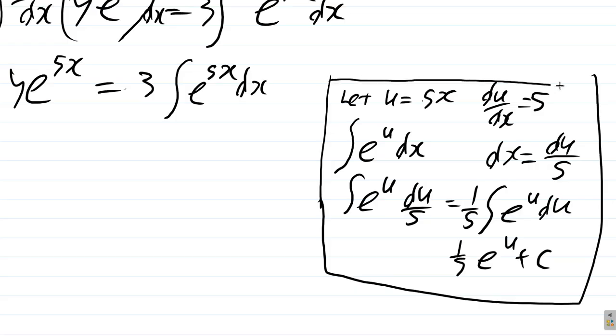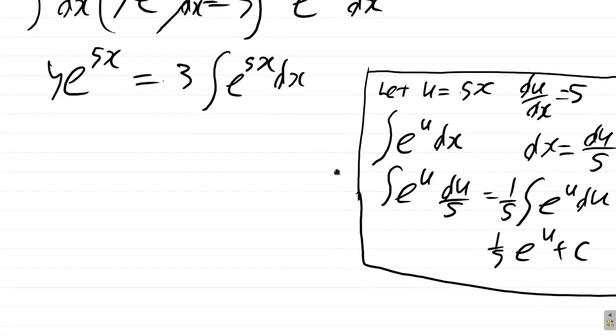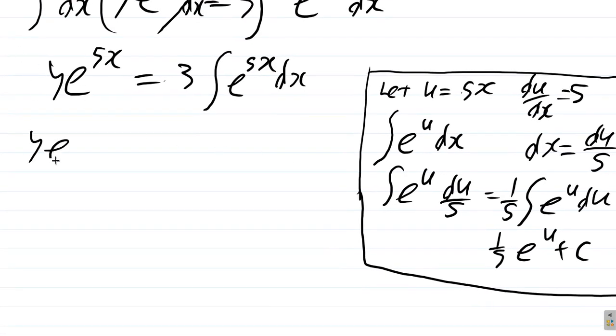So this is just a substitution part. Let's cover it up. Alright, so here we have y e to the 5x equal 3 times 1/5 e to the u plus c. But remember now, you had been given a function in x not u, and u is 5x. So let me remove this and put 5x, alright?